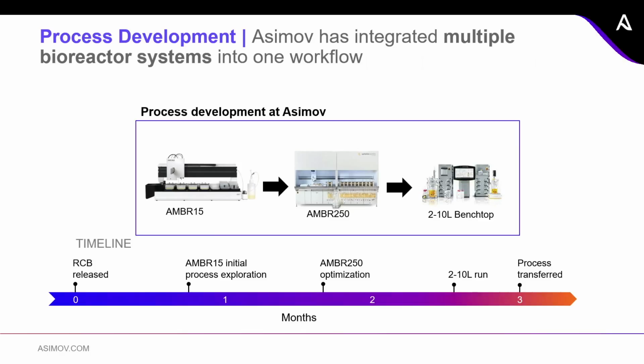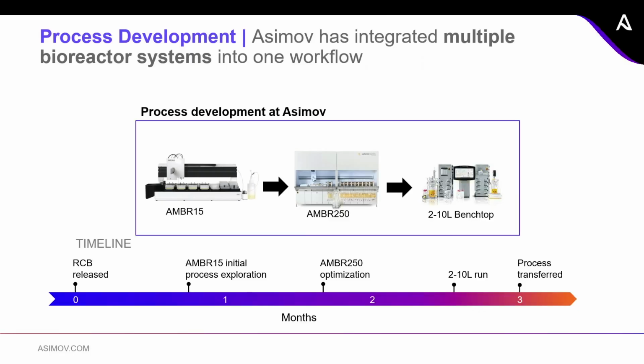And so at Asimov, we're integrating multiple bioreactor systems into one workflow. So we have the Ambr 15 48-way system that we use for process screening as well as cell line development screening. And then we'll move that to the Ambr 250 to do high throughput process development, where we have a 24-way system. And then finally, we'll confirm that on the conventional 2 to 10 liter system.